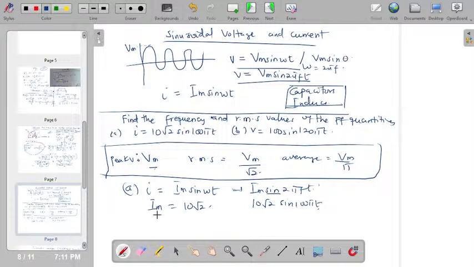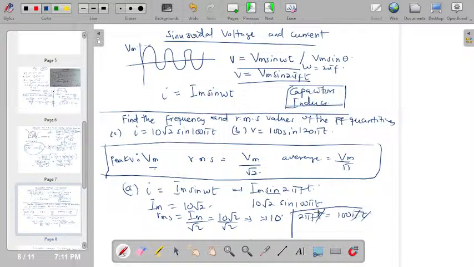My RMS then becomes Im over square root of 2. So I'll have 10 root 2 over square root of 2, and my root mean squared value simply becomes 10. The next thing is to find the frequency. How do you find the frequency? The expression coming after the sine, 2 pi f t, should be equal to 100 pi t. t cancels t, pi cancels pi. I have 2f is equal to 100. Obviously, f is equal to 50 hertz. That is how we solve it.